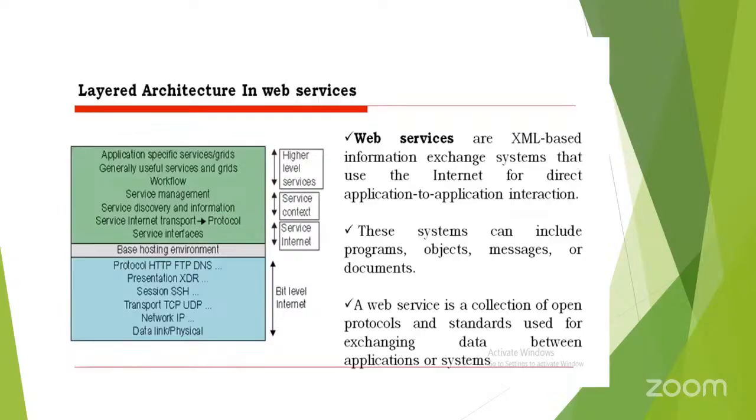So you are exchanging data, accessing information from the website or uploading or deploying data into the website. Normally that is a web service: the service provided to access the data, and the service provided to upload it to the website. This can be done through web services, which are XML-based information exchange systems that use the internet for direct application-to-application interaction. What is the abbreviation of XML?